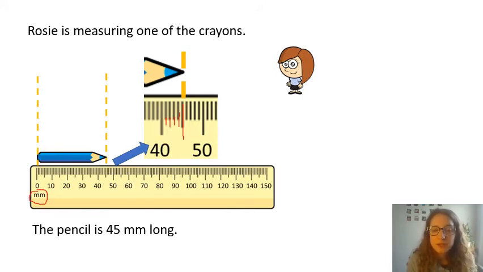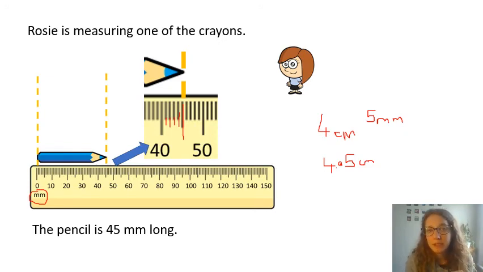Okay, if she was doing it in centimetres, it would be 4 centimetres, okay, so cm, and 5 millimetres. You might see it also written as 4.5 centimetres, okay, so all of those are actually representing the same length. Okay, so I don't mind which way you're writing it unless the question is explicitly asking for it in millimetres or centimetres.